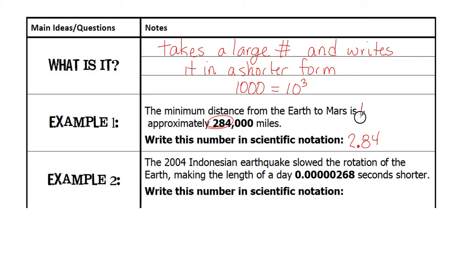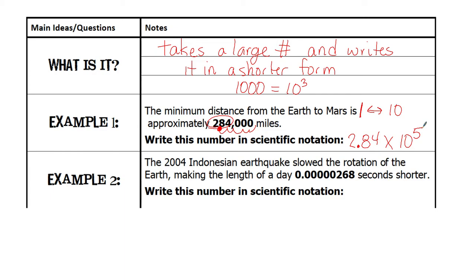So our goal is to make it between 1 and 10. It can't be greater than 10, can't be less than 1. So now, if that's my new decimal point right here, how far did I move it from the original spot? 5. So I moved it 5 places. So that's what I'm going to say: 2.84 times 10 to the 5th power is the scientific notation for 284,000 miles. We typically use larger numbers when we write this.